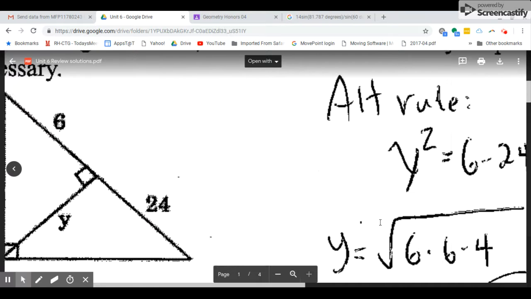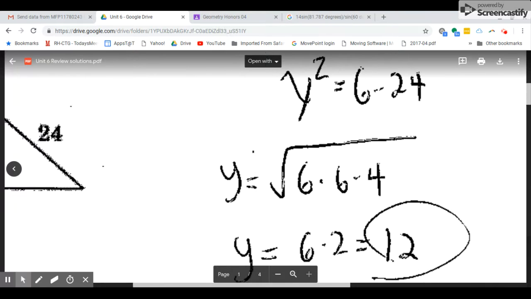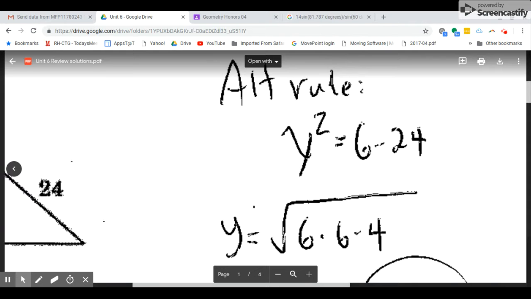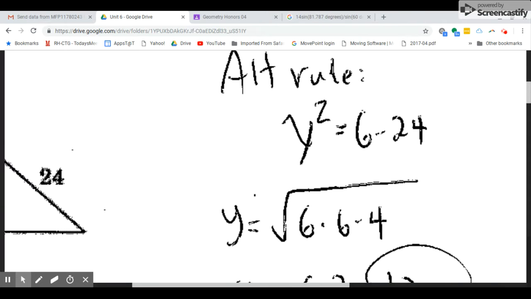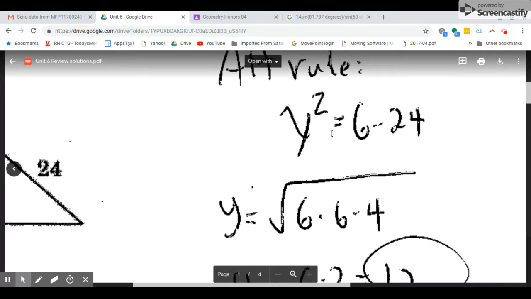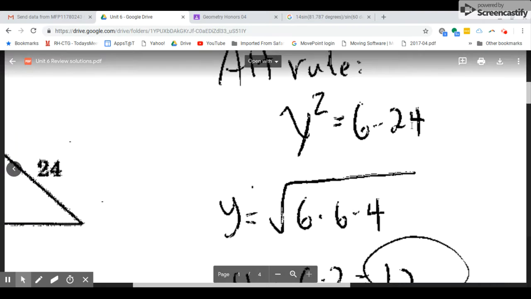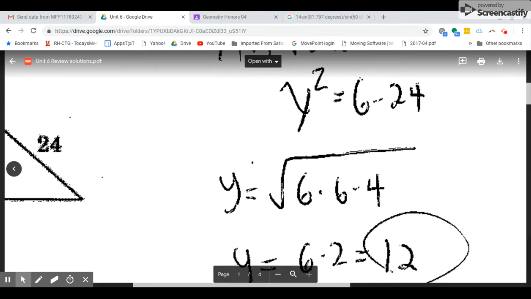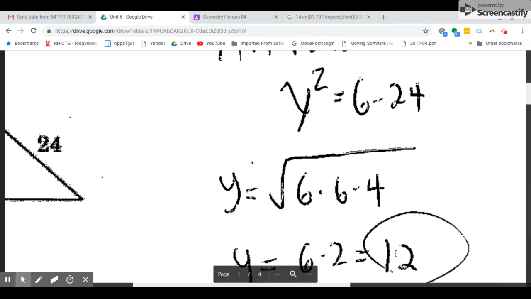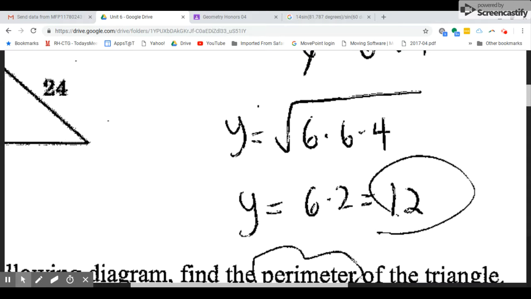Okay, let's move on over here. Y squared is 6 times 24. A couple of helpful hints and tricks. You may not need to multiply that, because you can just take the square root. You know 24 is 6 times 4, so that takes a 6 out, and the square root of 4 is 2, so it's 6 times 2, which is 12. Notice I got the square root pretty easily without doing all that multiplying.